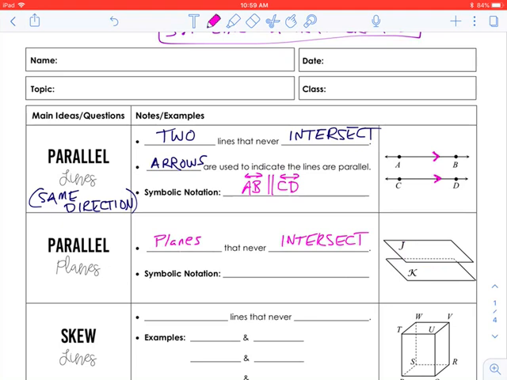It'd be like two steps on stairs. One step is parallel to the other step because they're never going to intersect, and they're above each other, but they are going in the same direction. So in this case, we would say plane J is also parallel, same notation, to plane K.